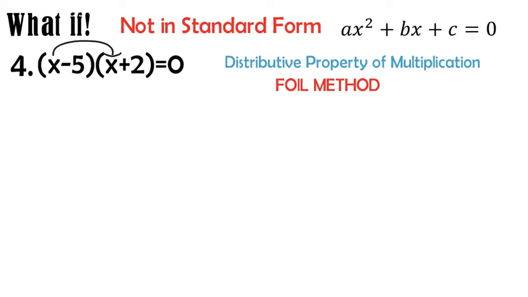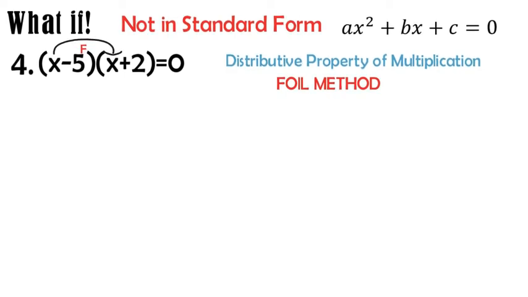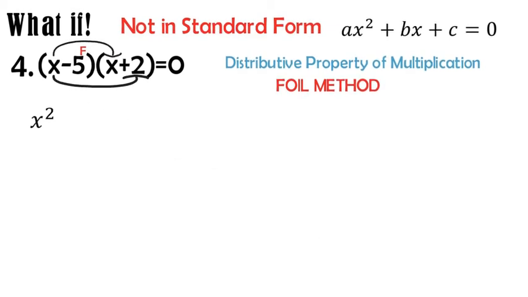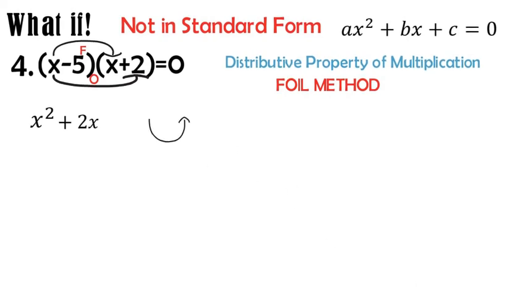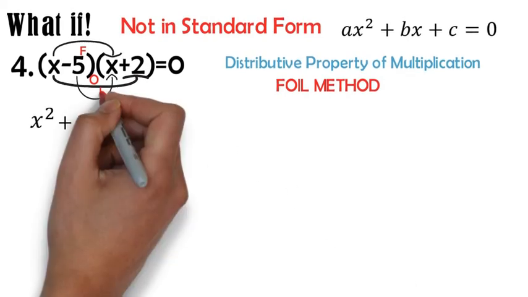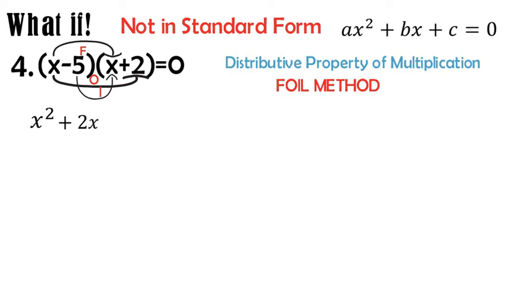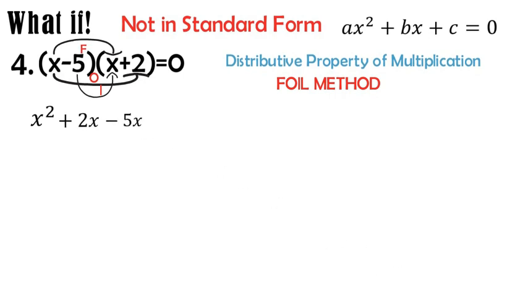How to use that? First term to first term. That is what we call F. So x times x, we have, what is your answer? x times x, we have x squared. Very good. Next is the outer term. O stands for outer term. x times 2, we have 2x. Next, I stands for the inner term. That is negative 5 times x. We have, what is the answer? Negative 5x.